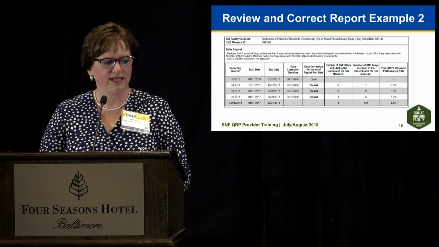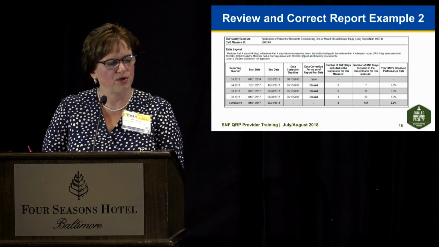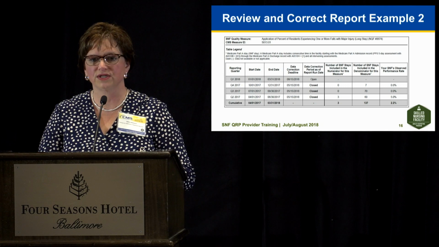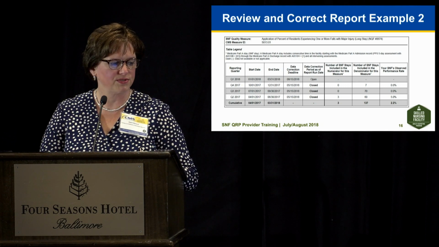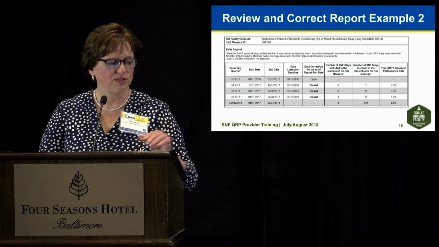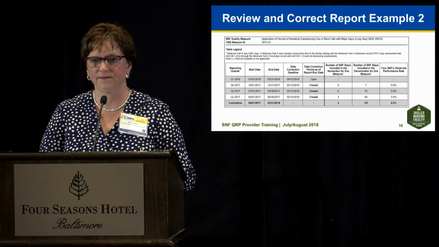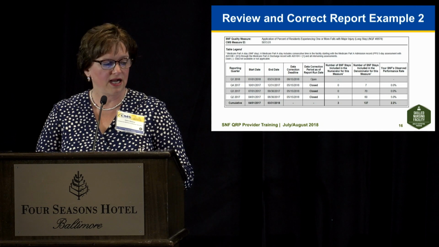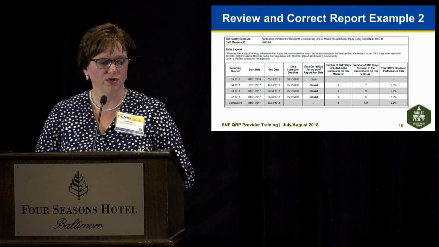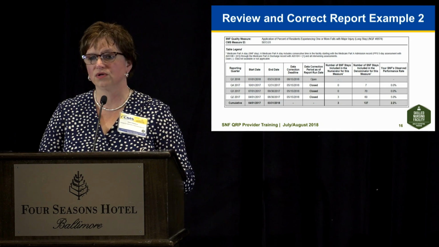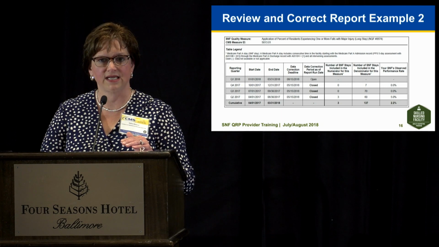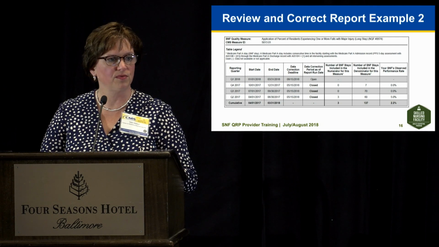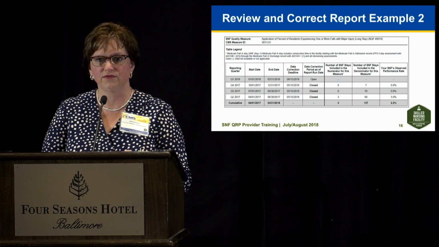Here is another look at the review and correct report, and we're showing this version of the review and correct report because it depicts the concept of the rolling quarters. As you can see, the newest quarter reported on this version of the report is quarter 1, 2018. The prior quarters on the previous screenshot were quarters 1 through 4, 2017. So as a new quarter is added to the report, the oldest reporting quarter is removed from the report.